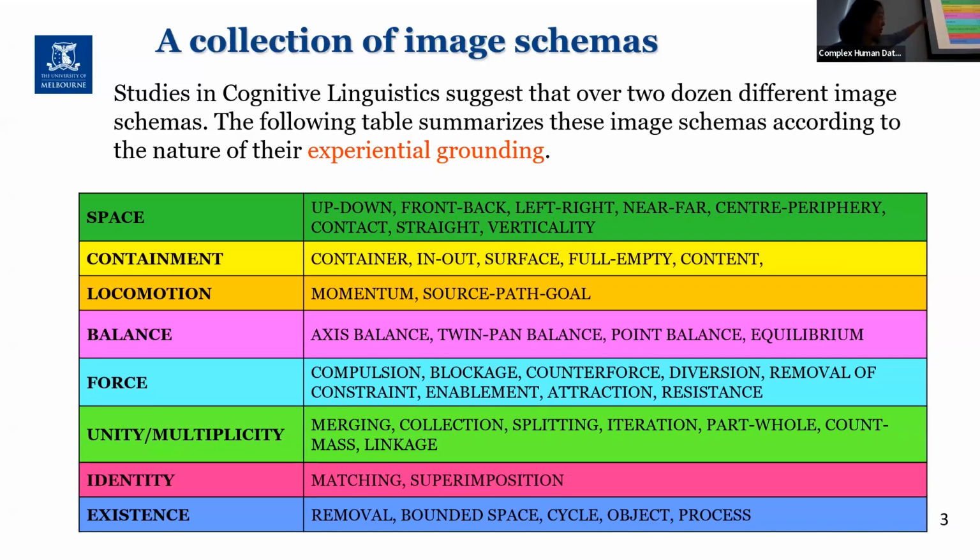And there are other domains like locomotion, balance, force, and so on and so forth. So these are the fundamental image schematic structures that we use to perceive the world and to interact with the world.